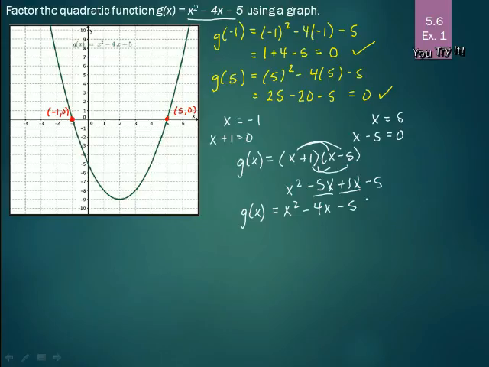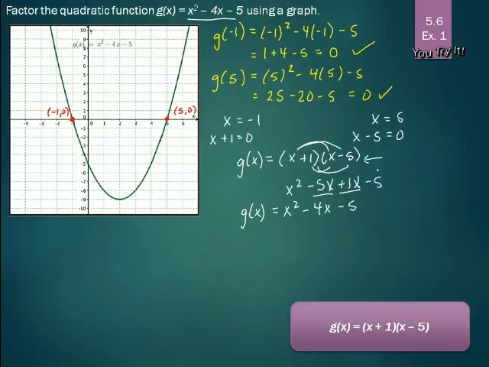And so we can go ahead and summarize what our final factored answer will be. g of x equals x plus 1 times x minus 5.